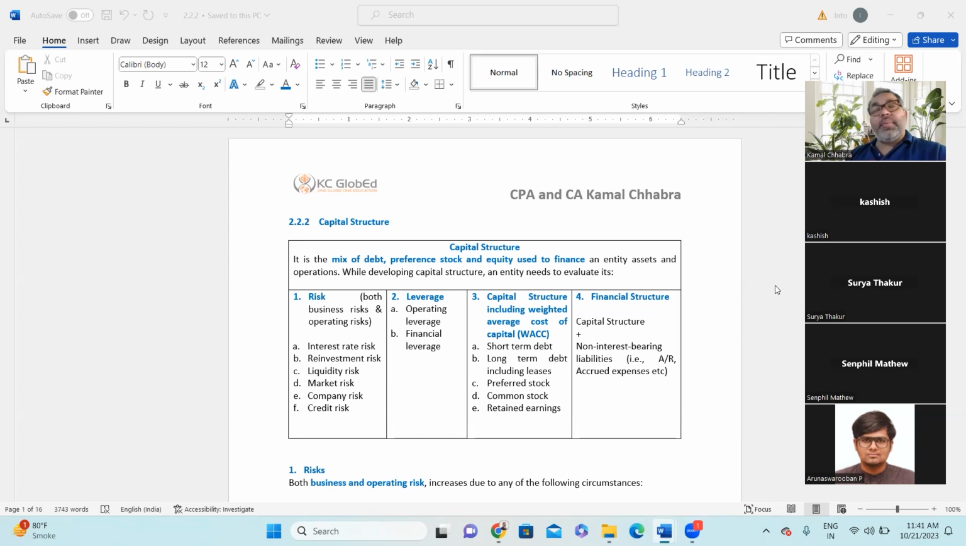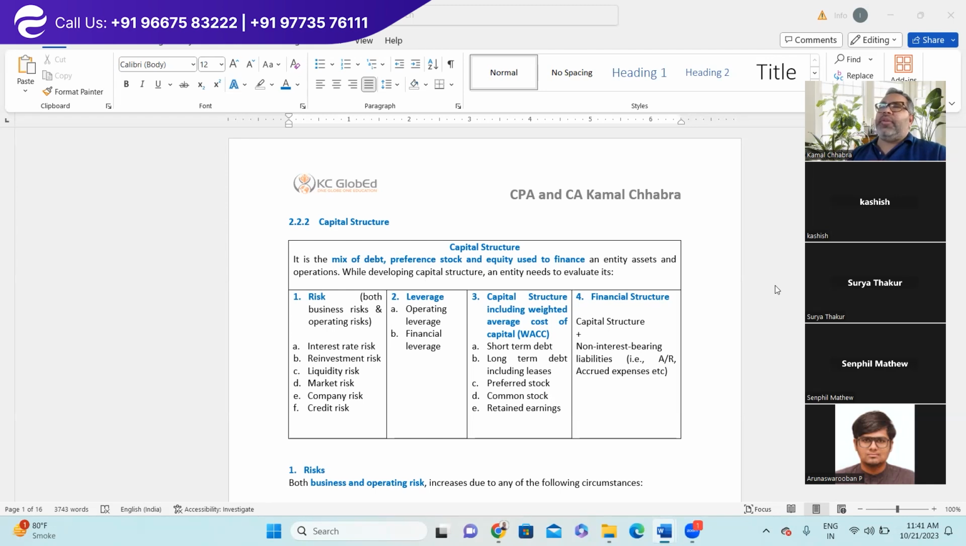On the borrowing side also, if you are a company, an individual or a partnership firm, you may require funds from the bank for running your organization. If your credit score is not good, then you may not get the loan, or if you get the loan, it may be at a higher interest rate. So the credit score is very important.